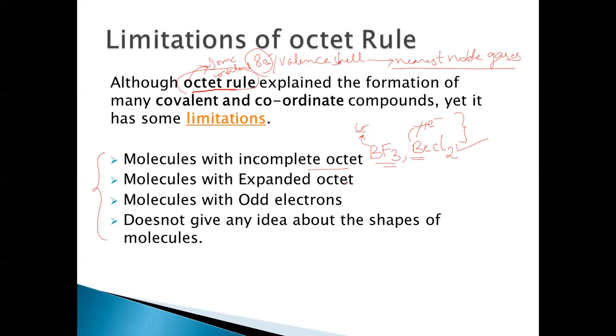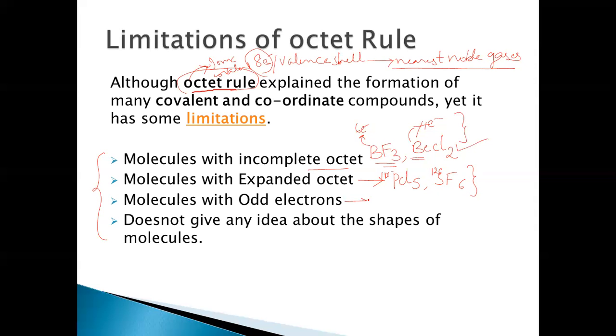They are also unable to explain the stability of molecules with an expanded octet. For example, take PCl5 or SF6. For PCl5, the central atom has 10 electrons, and for SF6, it has 12 electrons. Even though they have 10 and 12 electrons in the valence shell of the central atoms, they do exist and are stable. This is what is called the expanded octet, that is, more than 8 electrons.